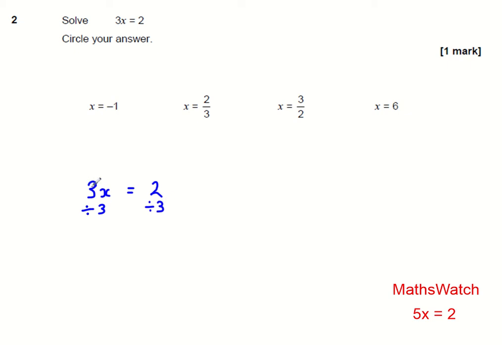and that will undo the multiplied by 3 on the left, which will leave us with just x, and on the right we can write that as a fraction of 2 over 3, because that means 2 divided by 3. So there's our correct answer.